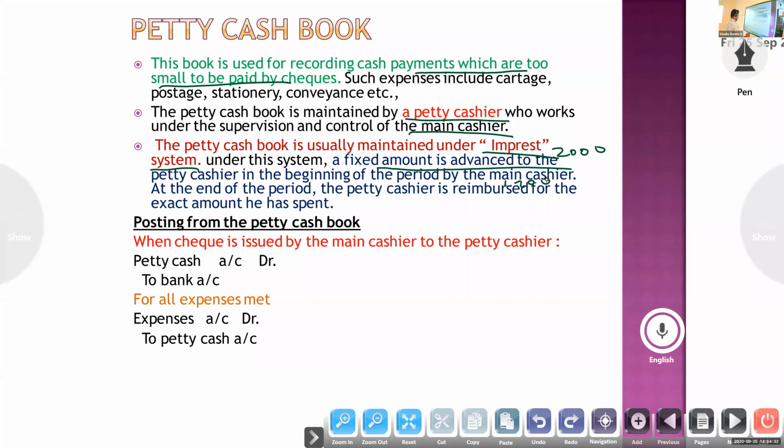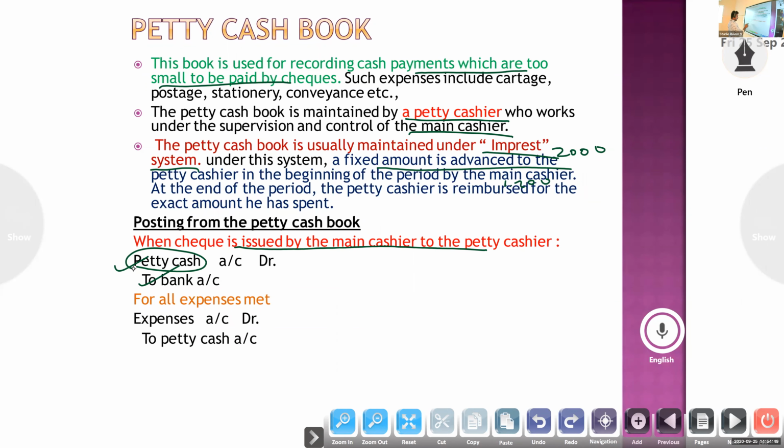Then there are two entries related to the petty cash book. When a check is issued by the main cashier, petty cash account to bank, so our amount will go. Petty cash is an asset. Petty cash account to bank.